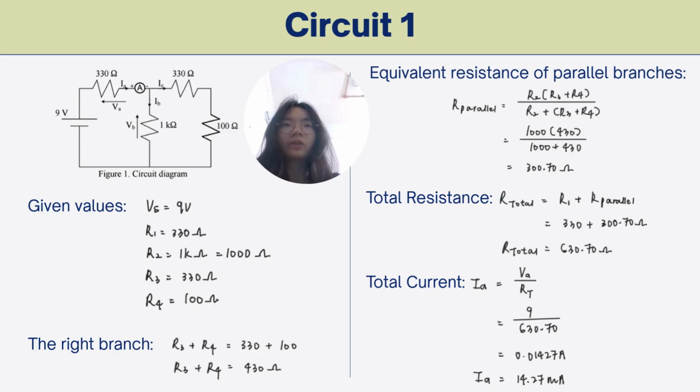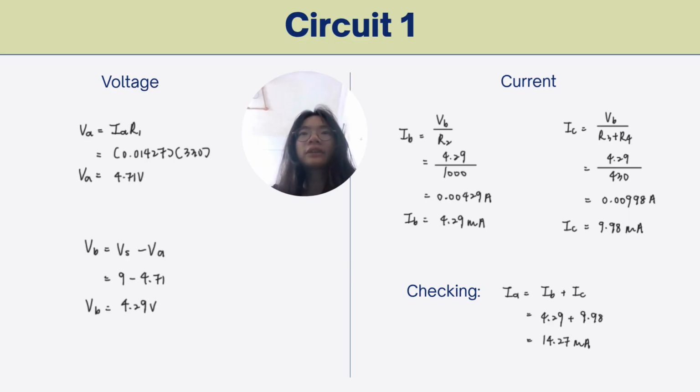For circuit 1 manual calculation, I calculate equivalent resistance of parallel branches, which I got 300.70 ohm. For total resistance, I got 630.70 ohm, and total current 14.27 milliampere. After that, I calculate voltage and current.